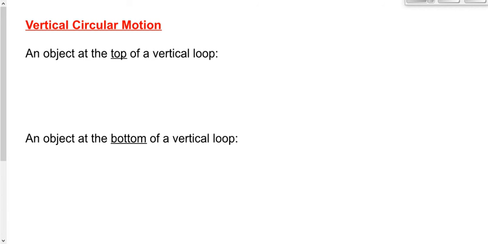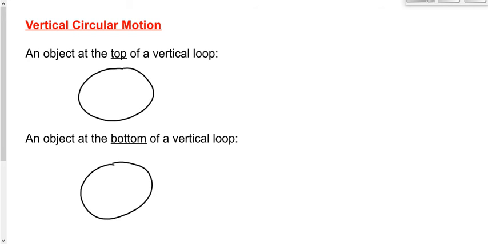Now we can analyze the object going in vertical circular motion at an infinite number of places, but we're going to pick two places, the extremes. When we were analyzing horizontal circular motion, we usually only picked one because the motion of the object was the same no matter where you were. But when we're talking about vertical circular motion, because of the direction of forces, things vary depending upon where you are. But we'll look at the two extremes, the top and the bottom.